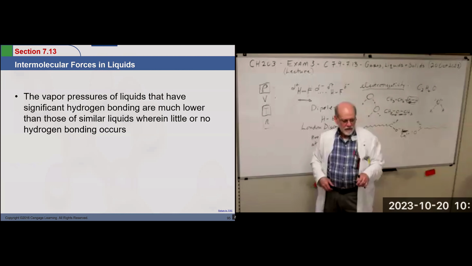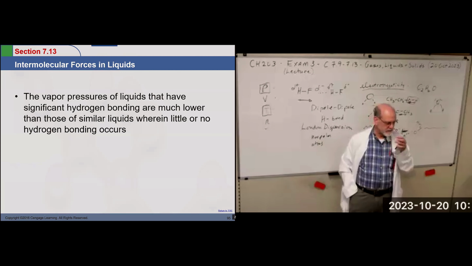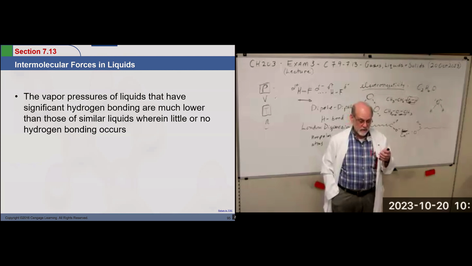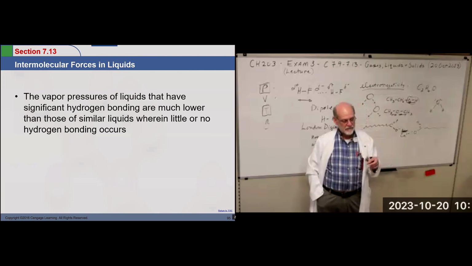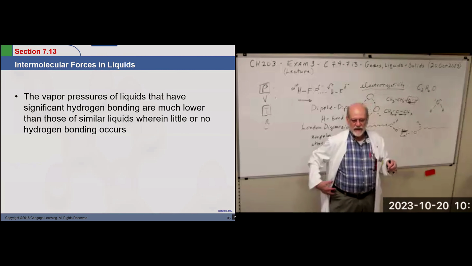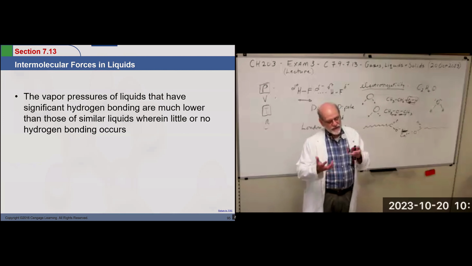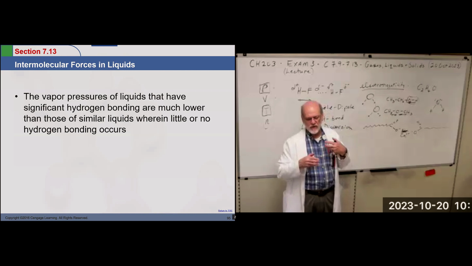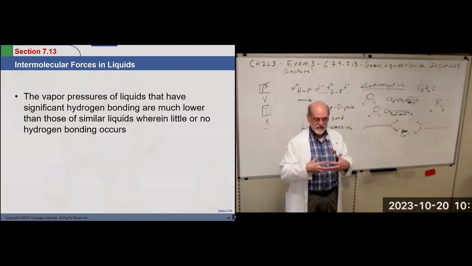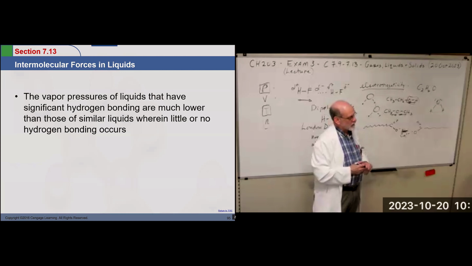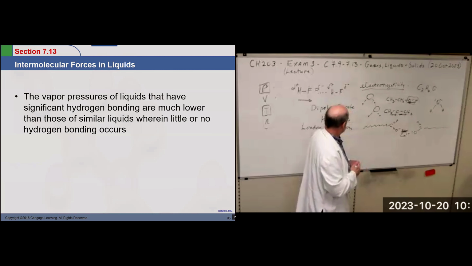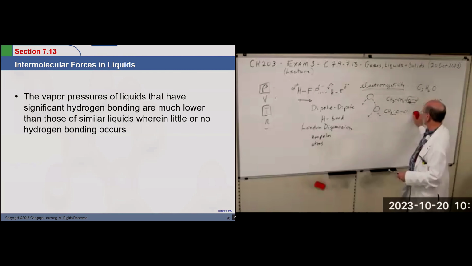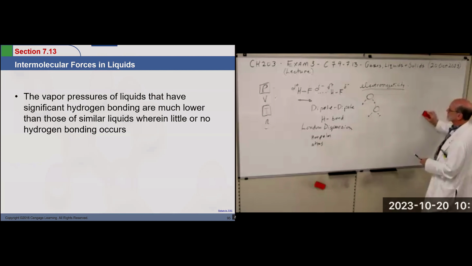Yeah. The vapor pressure of liquids that have these hydrogen bonds are much lower than those of similar liquids where little or no hydrogen bonding occurs. So if we can identify a homologous series, they call it, where you have similarities, but there are significant differences, where we can tease out the significant differences. For water, a homologous series would be, let's go back over here, like this.